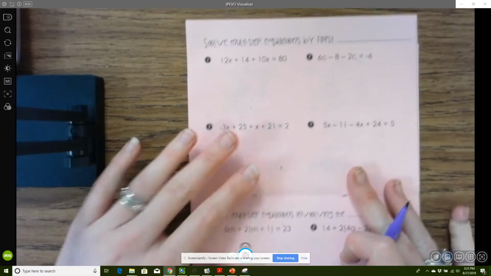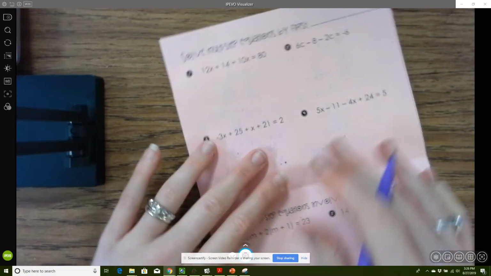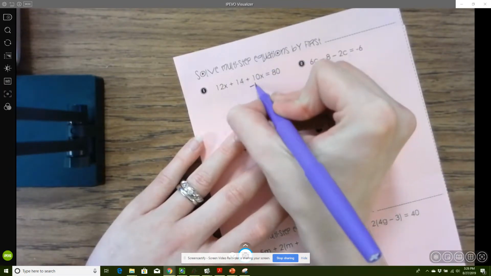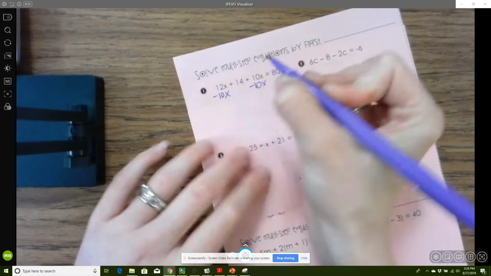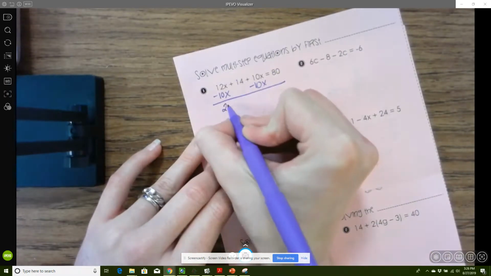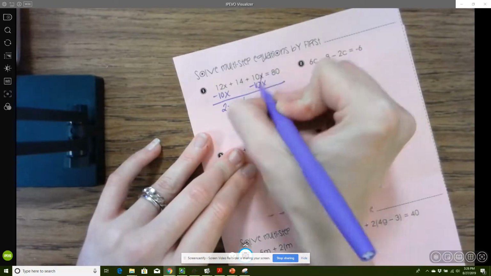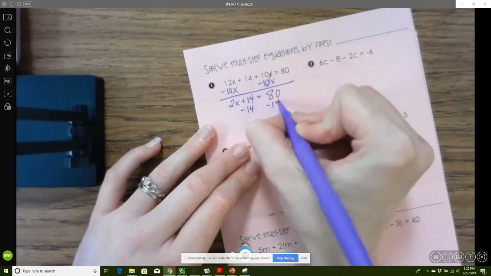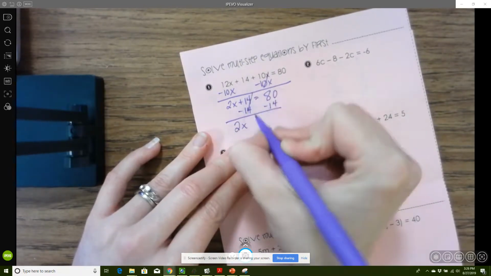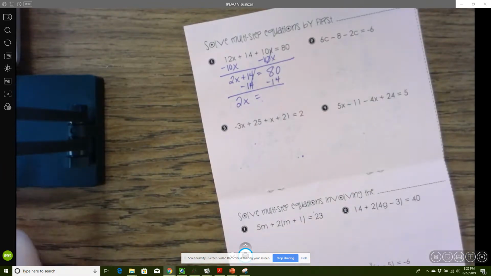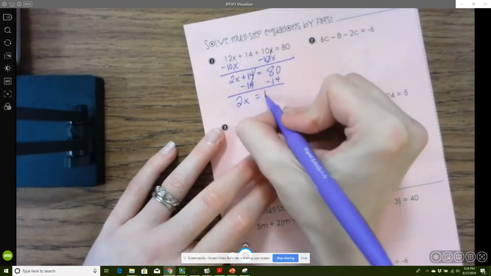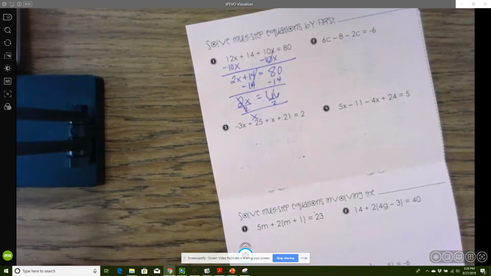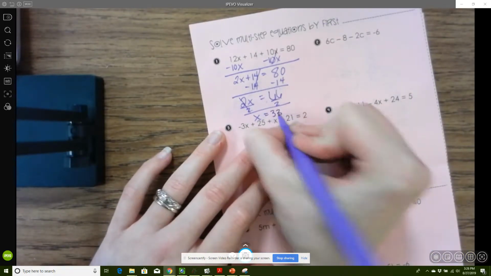On multi-step equations, I want to get all the x's to one side and all the constants to the other side. So I always like to move the variables first, and I always move the smaller of the variable. So I would have 2x plus 14, this cancels, equals 80. And now I can just solve like I normally do. So 80 minus 14 is going to give me 66. I'm going to divide both sides by 2. So 66 divided by 2 is 33.